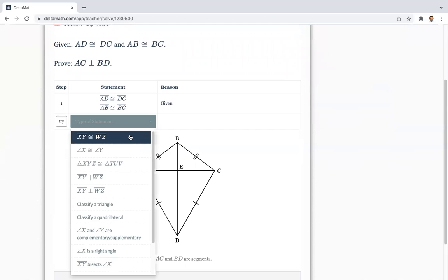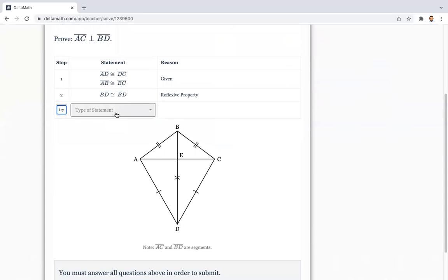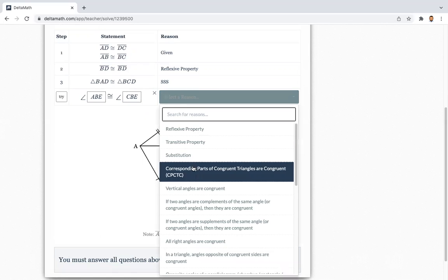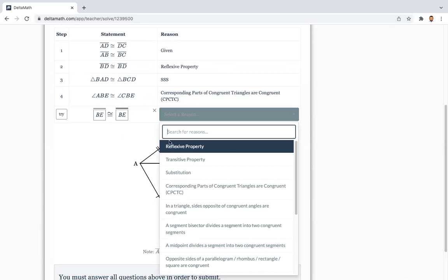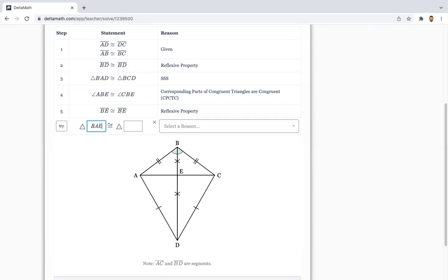Whatever. Here we go. So we're going to do a reflexive thing, BD to BD, and that is reflexive. And when I say it's the same proof, there's actually a couple extra steps, but yeah, we can say BAD and BCD by side, side, side again. Then I can say the two angle Ds are congruent. Actually, let's go fancy. Let's do the top side this time. So we'll do ABE and CBE by CPCTC. And then I need to say BE to BE by reflexive. And I can state that those are congruent triangles, BAE and BCE.